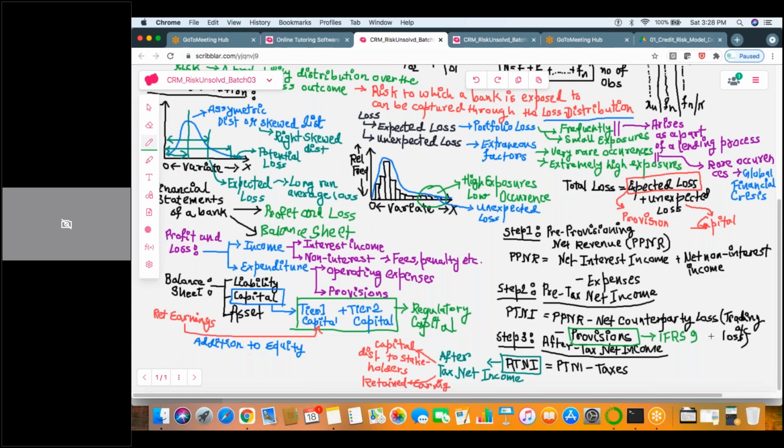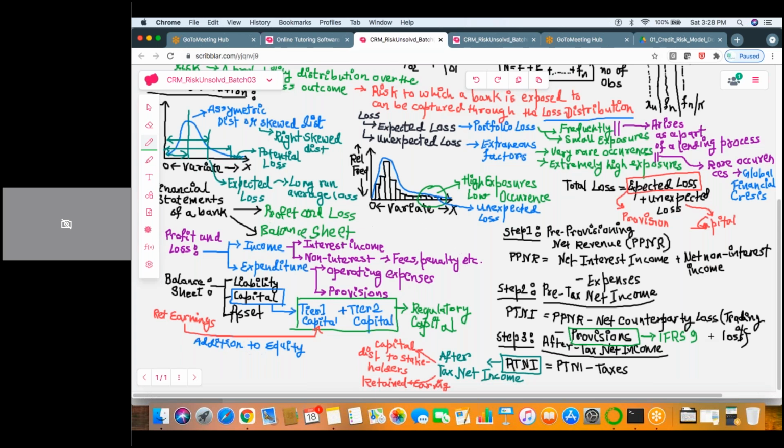The next thing is, after tax net income is basically the actual income of the bank after you adjust for the provisions and adjust for the taxes. Correct. And when you say the capital distribution to the shareholders, this is basically the dividend payout, right? The dividend payout to the common shareholders plus the preferred shareholders.